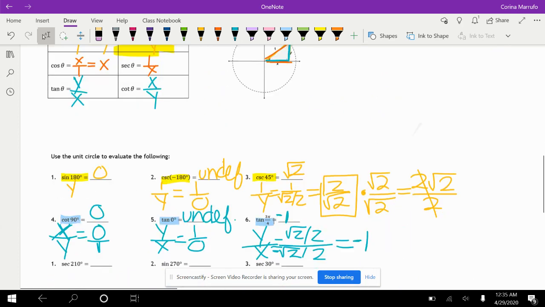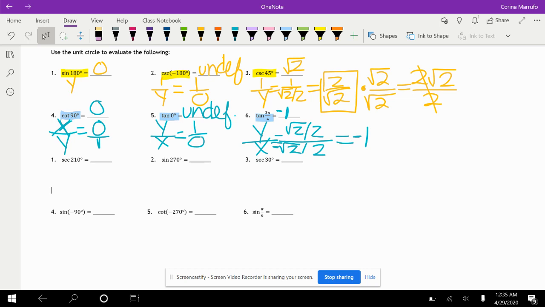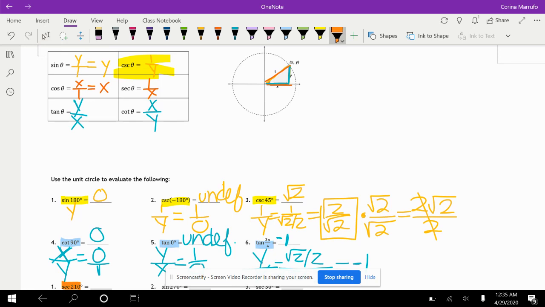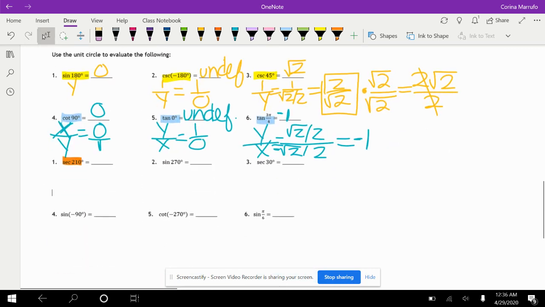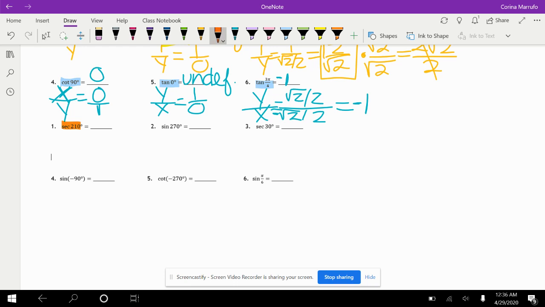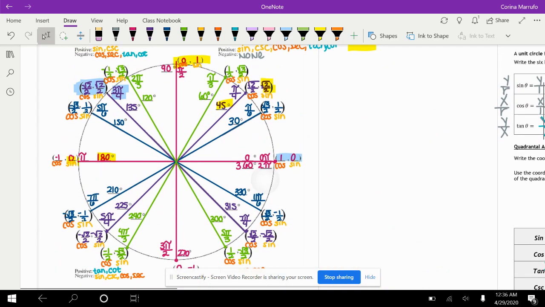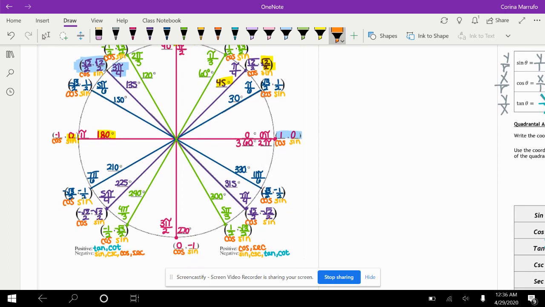All right, the next one is asking us for secant of 210 degrees. Now, secant is the reciprocal of cosine, and if you're not sure, we can check up here. It tells us right here, secant is 1 divided by x. So what that means is we need to take our x value and get the reciprocal of that. We're going to flip it around. I'm going to go ahead and write it right here: secant is 1 over x. Once you figure out what you're looking for, we're going to go to 210 degrees. So I locate 210 degrees. Okay, here it is, 210.